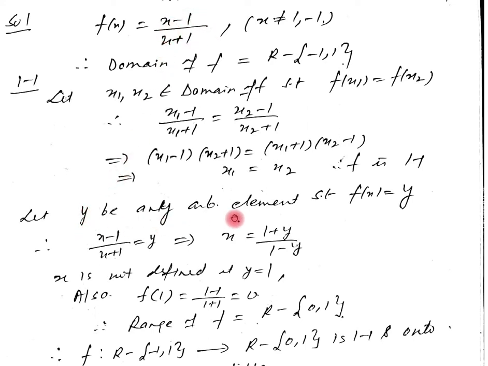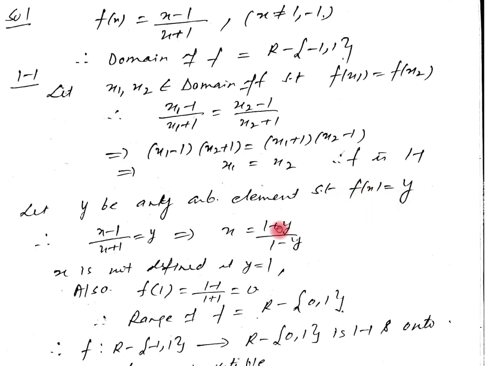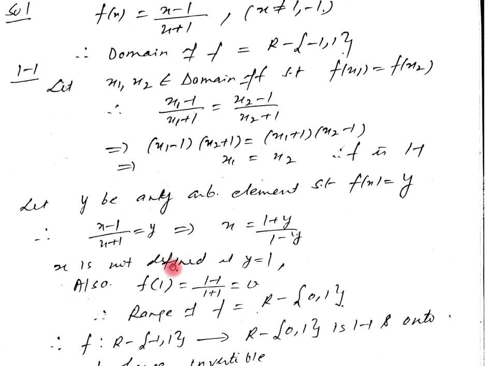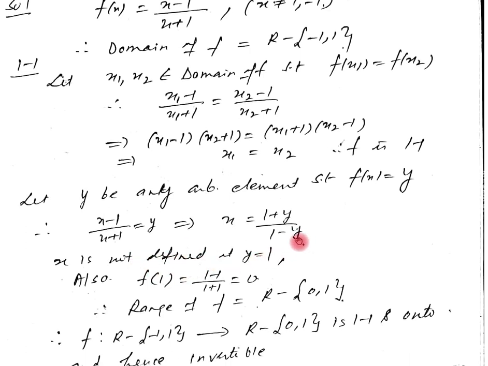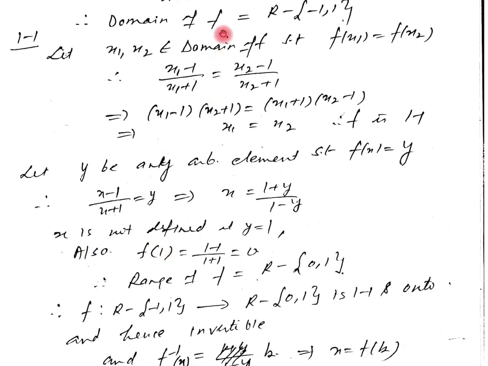Now let y be an arbitrary element such that f(x) equal to y, then taking x equal to (1 plus y) upon (1 minus y). Now y cannot be equal to 1. Why? For y equal to 1, x cannot be defined. Therefore 1 cannot be in the range of the function. Also it is given that x cannot be equal to 1, and when x is 1, f of 1 is equal to 0. It means again that will not be a value of the image of the function. Therefore the range of the function is R minus {0, 1}.